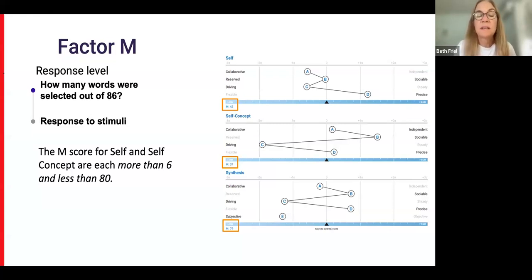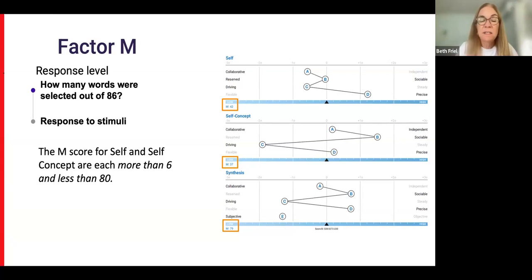So in this example, somebody checked 42 words to describe themselves. I don't know if you can see it, that M score 42. And again, I always use the analogy of a gas tank. Their gas tank holds 42 gallons. Now below in self-concept, they're having to adapt a couple things. The C goes way back, the A crosses to high, and the D goes a little lower. And they're using up about 5 gallons of gas for that behavior. And if they keep having to do that, the gas tank is going to get lower and lower.